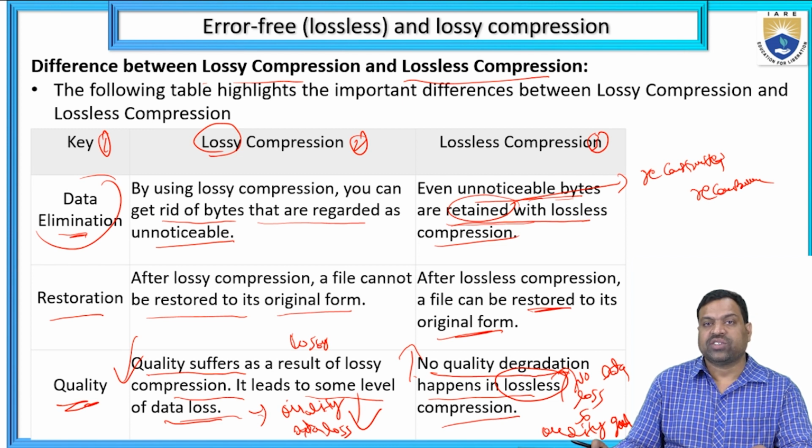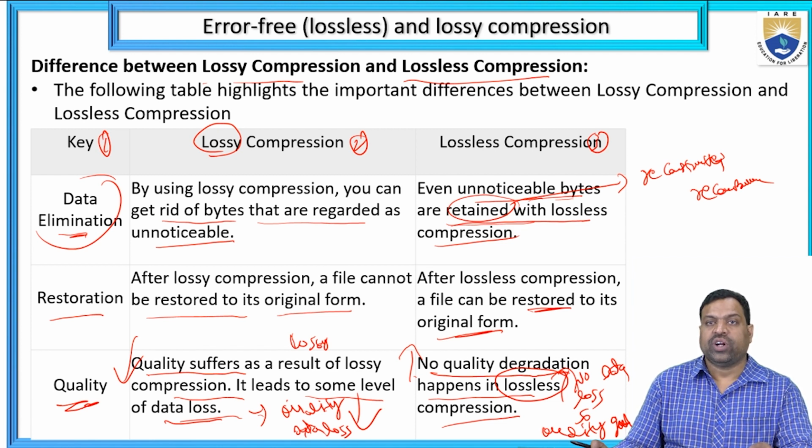What are the key points? First one is data elimination. What about data elimination in lossy and what about data elimination in lossless? By using lossy compression, we can get rid of the bytes of the data regarded as uncountable. In lossless, the data loss will be unnoticeable and the retained data will be compressed. Restoration: in the lossy, there is no restoration of the data. In the lossless, the restoration is possible from the original.